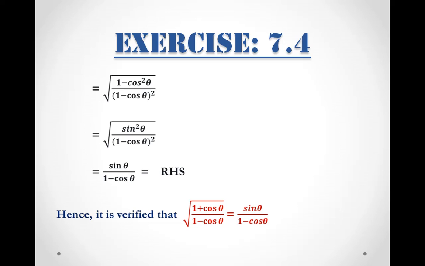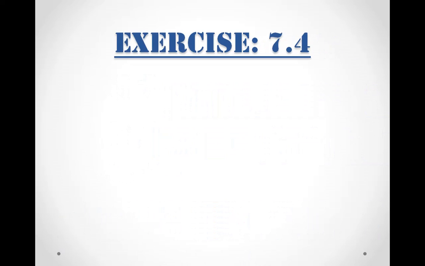We know that 1 minus cos square theta is equal to sin square theta. Now the numerator's sin square and square root will also cancel. So we have sin theta over 1 minus cos theta. That exactly is the right hand side. Hence we have verified that the left side is equal to the right hand side.